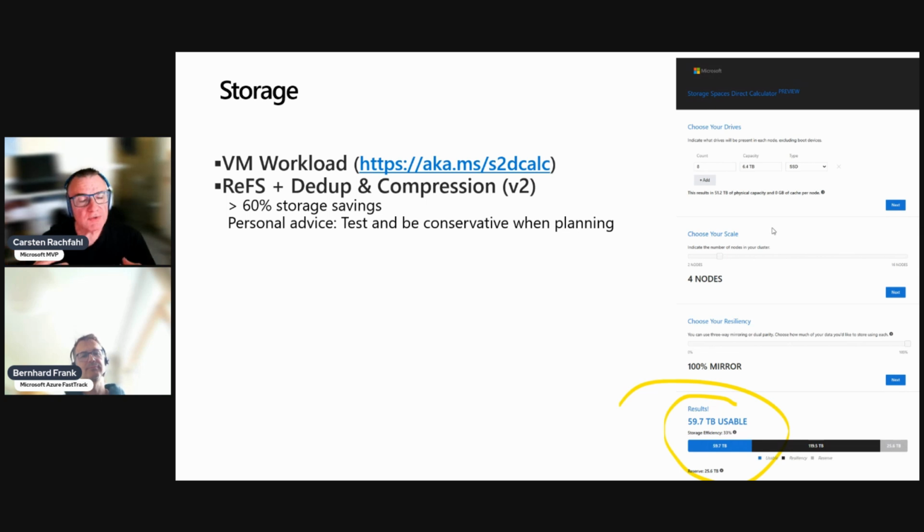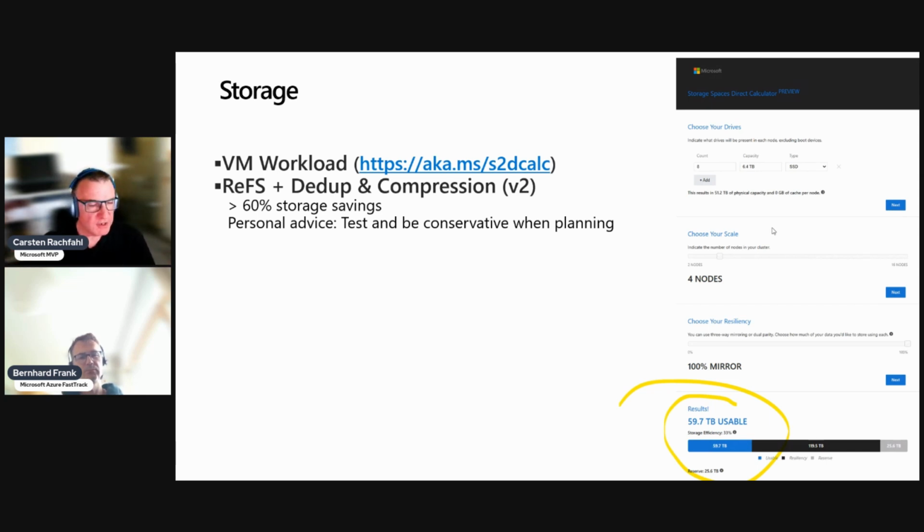But if you use something like deduplication and compression, you also have to be aware, even if it works perfectly, if you ever have a problem with a volume, and the cluster shared volume is maybe 10 terabytes in size, but you have 20 terabytes of data in it because you have a savings of 60%. You want to use it. You not only want to compress it, you want to put more data in the volume. Why otherwise compress and dedupe?